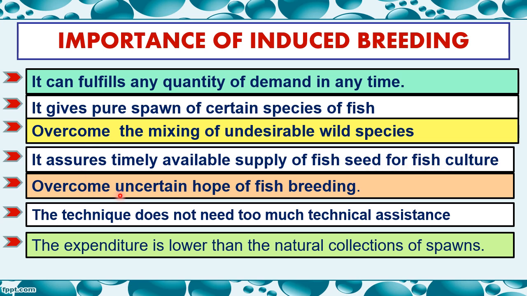To overcome the uncertainty of fish breeding, it is a very essential technique, because Indian major carps breed only once a year during monsoon, and in the conventional method the breeders have to wait till the coming of the monsoon. Such waiting is overcome by induced breeding. The technique does not need too much technical assistance. Even a layman can learn the technique very easily. The expenditure for induced breeding is lower than natural collection of spawn, because in natural collection several manpower are required.